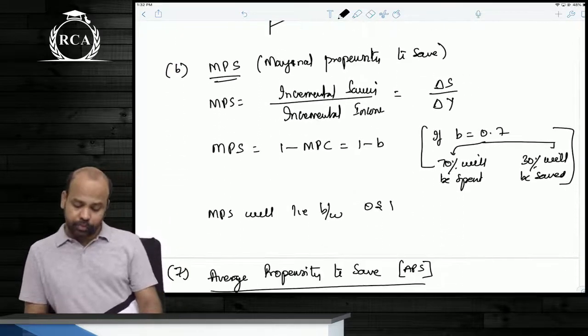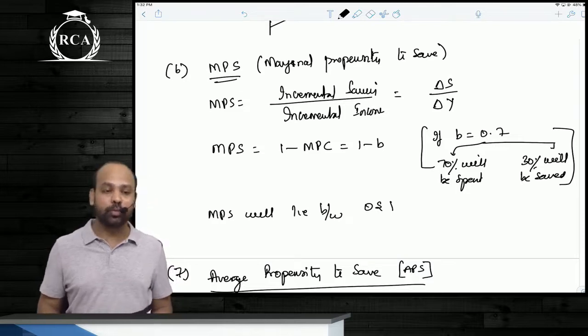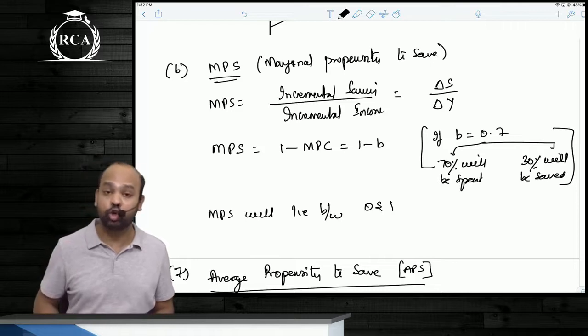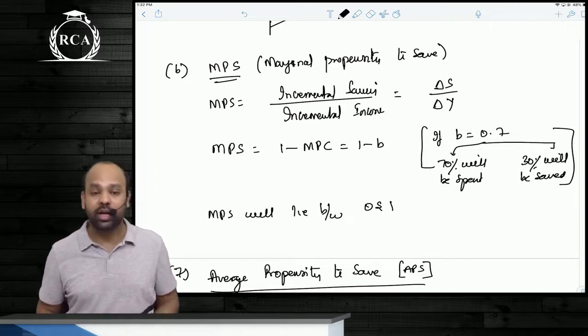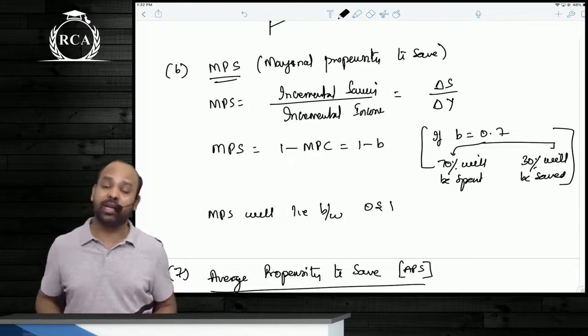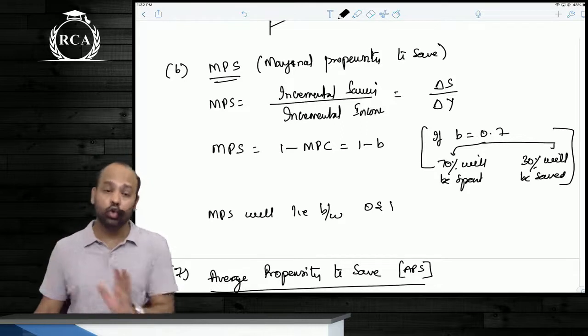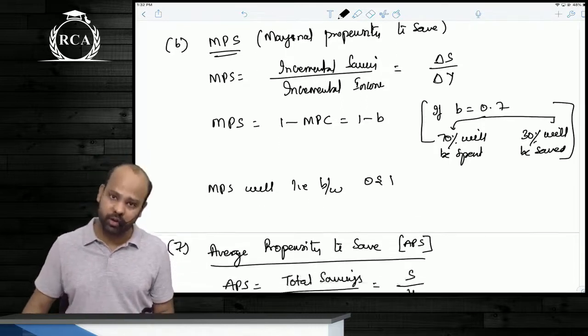So guys, marginal propensity to save is 1 minus MPC, that is 1 minus marginal propensity to consume. Or you can also write it as incremental savings divided by incremental income. Average propensity to save is total savings divided by total income. This can range from negative infinity, and slowly it will increase and go above 0.